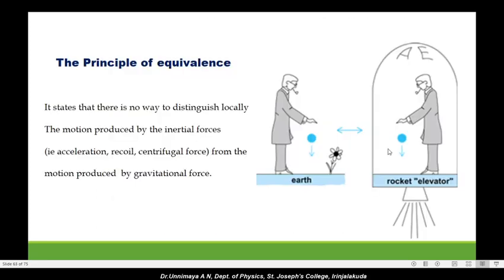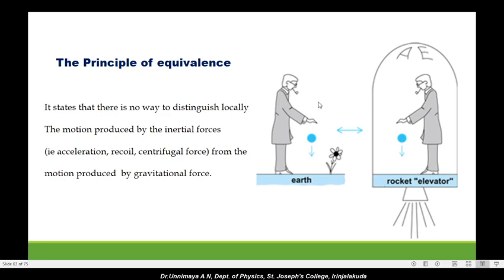So, the principle of equivalence means, consider a person standing on earth. Suppose he drops an object. What happens? We know that due to Earth's gravitational field, that object will reach the bottom of the earth. What happens if the situation is in an elevator, like a rocket elevator? That means the person is in space. What happens if that person drops that object? According to this theory, the ball has to reach the bottom of this rocket.